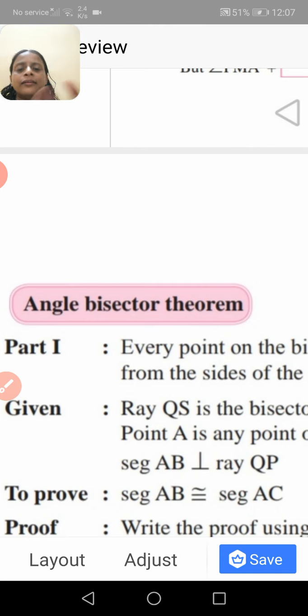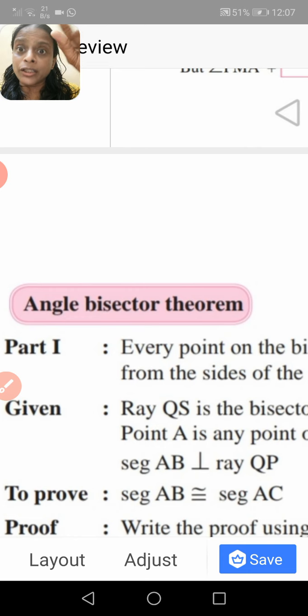So here there is the same concept. What was in the perpendicular bisector theorem? Any point that lies on the perpendicular bisector of a line segment will be equidistant from both the endpoints.